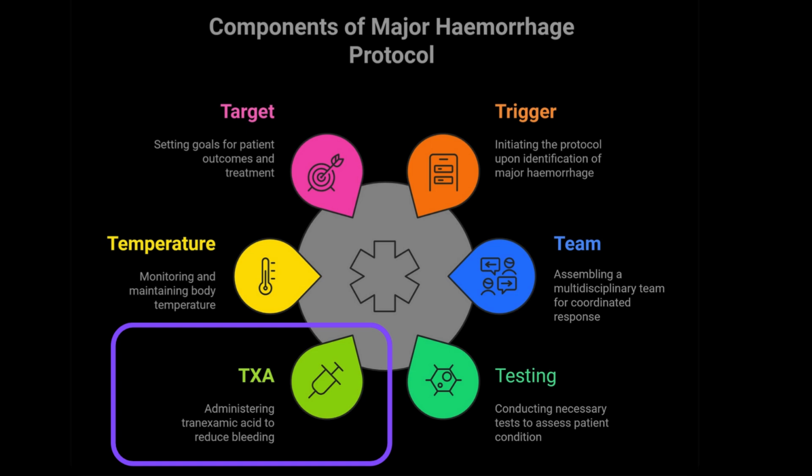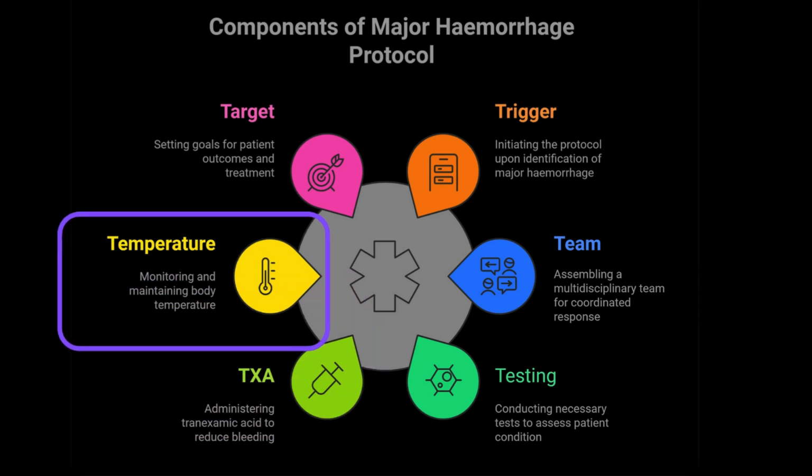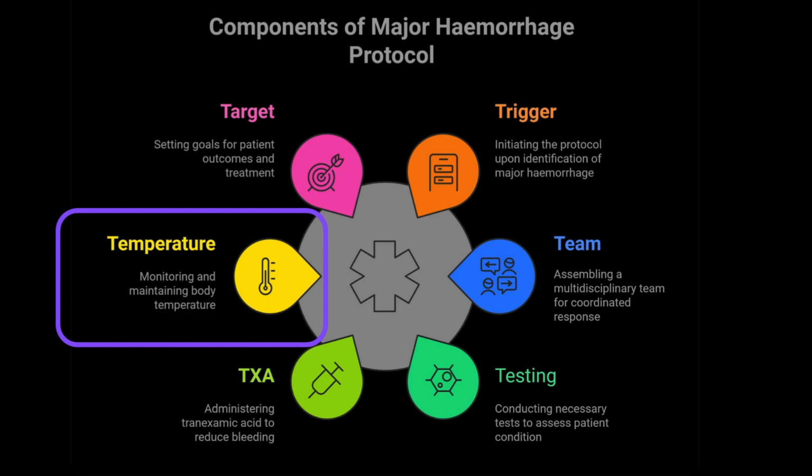what are the next steps in our protocol. Up next, we will explore ongoing monitoring and additional interventions necessary during a major hemorrhage. The next T is temperature, maintaining normal body temperature. In the midst of managing a major hemorrhage, maintaining the patient's normal body temperature is crucial.